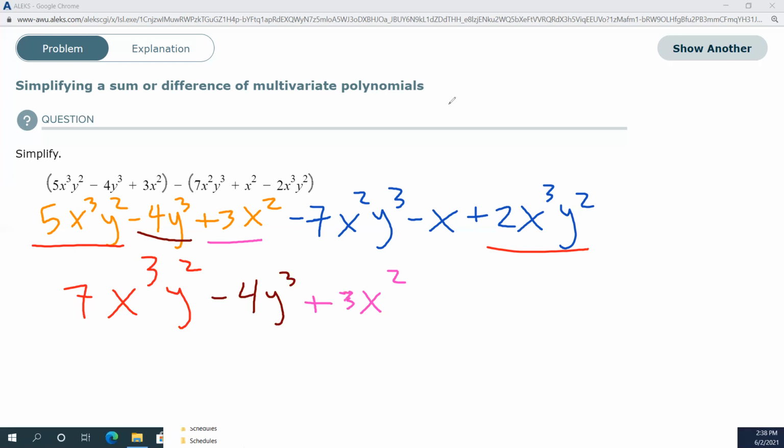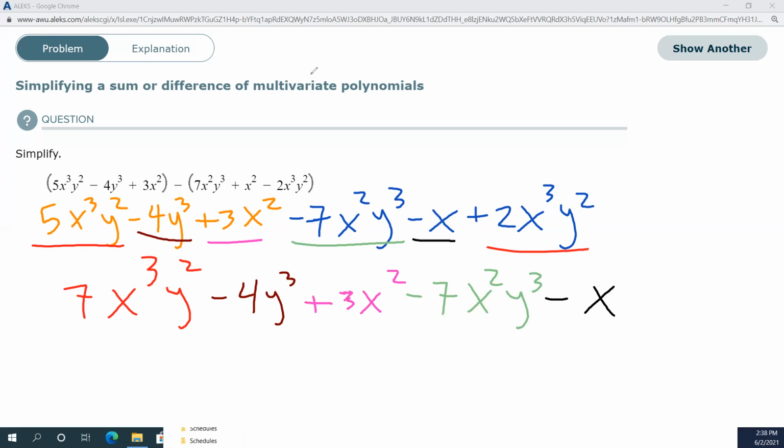Okay. Let's see, I need another color here. How about that one? I've got an x squared y cubed term, and there are no other x squared y cubed terms. So I'll just write that down, minus 7x squared y cubed. And last but not least, I've got a minus x term, nothing goes with it, so I just write it down, and the problem is done.